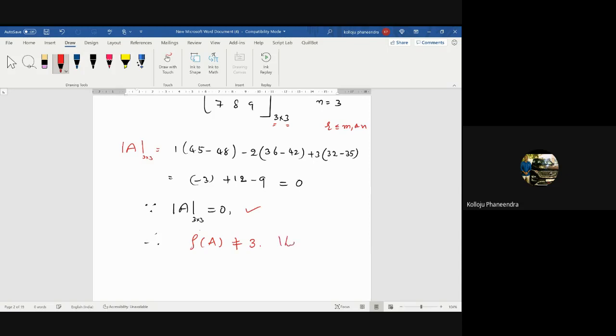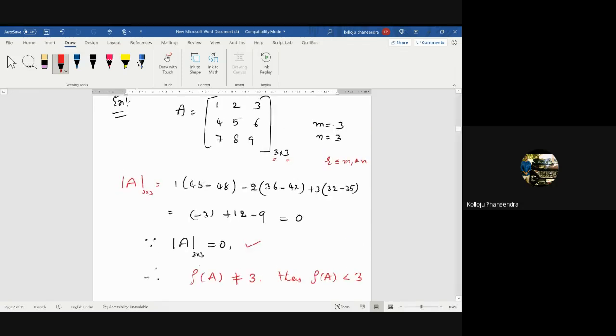Then what is the rank? It may be less than 3, because the highest order of the matrix is 3 only, so it must be less than 3. That means it may be 1, it may be 2. Let us check whether it is 2 or not. To check whether it is 2, consider in this matrix any 2 by 2 submatrix. Take any 2 rows, any 2 columns.